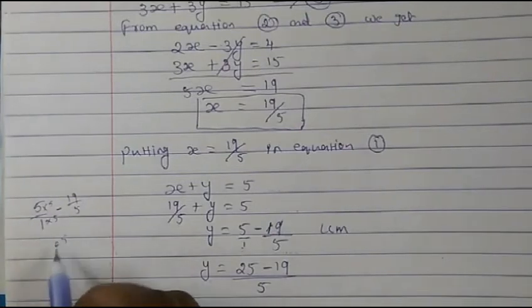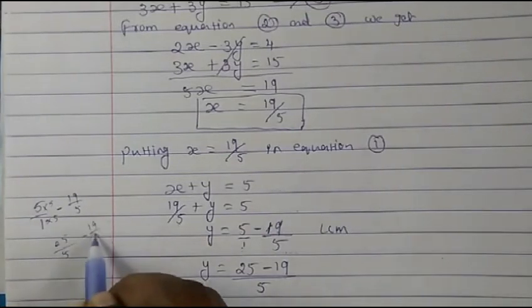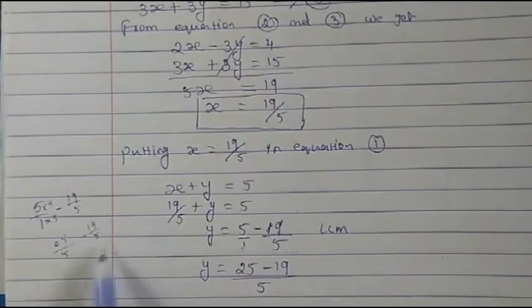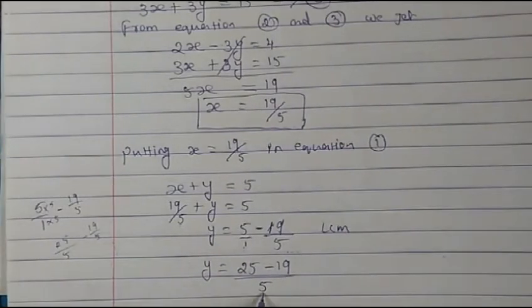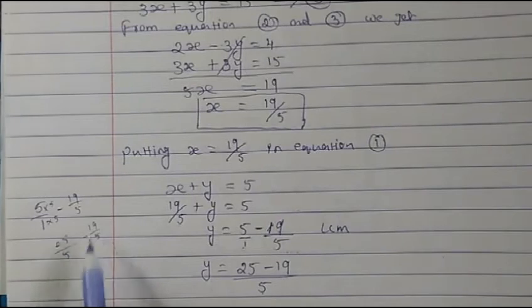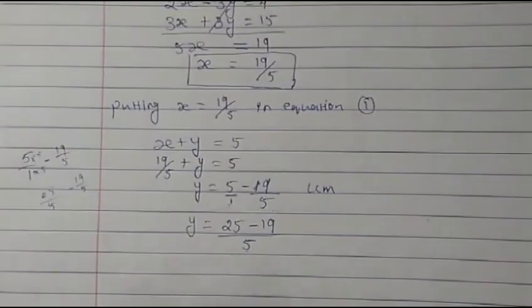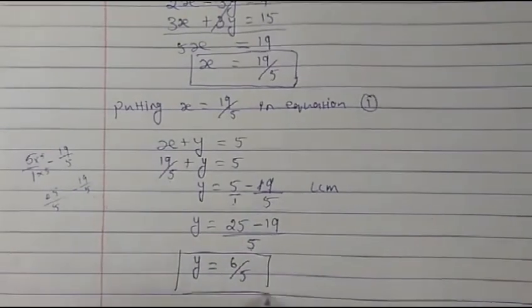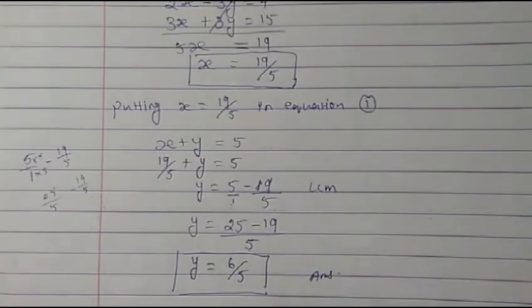So then what we'll get? We'll get 25 and 5, then 19 upon 5. On both sides the denominator is 5, so 5 is taken in common. Then 25 minus 19. So now y will be 25 minus 19, which gives us 6 upon 5. So this is our answer by the elimination method.